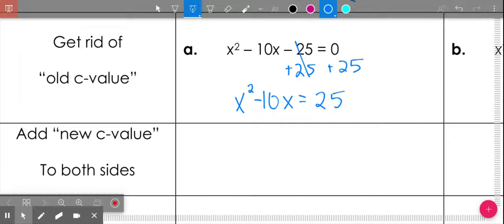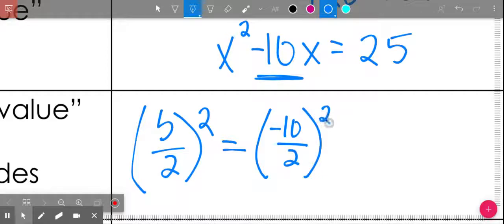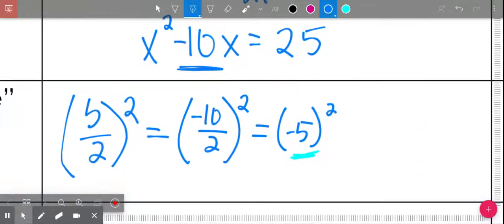Now from here it says now we're going to add that new c value. Remember, our c value makes this the perfect square trinomial. This is where we have to do that b over 2 squared step. So our b value here is a negative 10. So we have negative 10 divided by 2 squared. Negative 10 divided by 2 gives us negative 5 squared. Remember that negative 5 is super important. We're going to be using that later. And then negative 5 squared gives me 25.